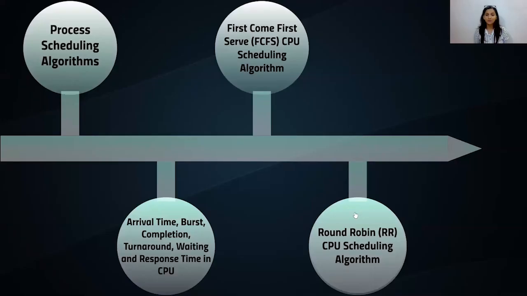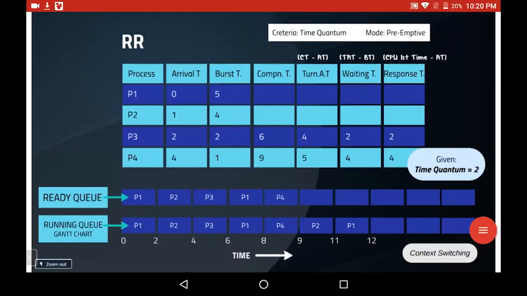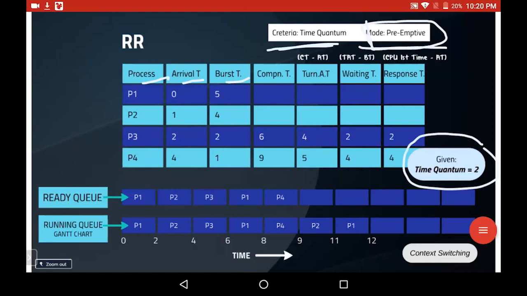Round robin CPU scheduling algorithm. Process, arrival time, and burst time will be given. Remember, the mode used here is preemptive, which means that once a process is sent, it can be returned back if a process of higher priority shows up. The criterion followed is time quantum. Time quantum in round robin questions will be provided to you, and here it is 2, which means that whatever the burst time is, each process will execute for 2 units of time.